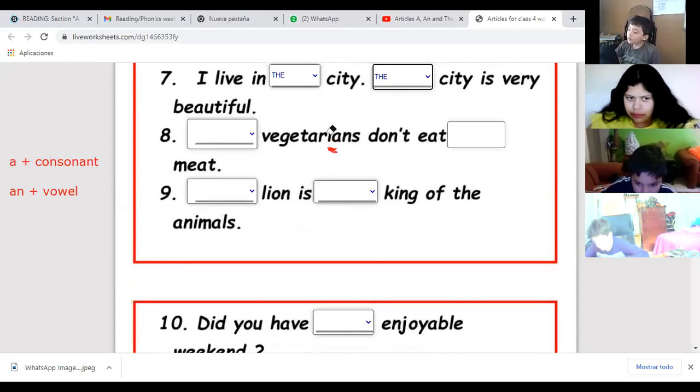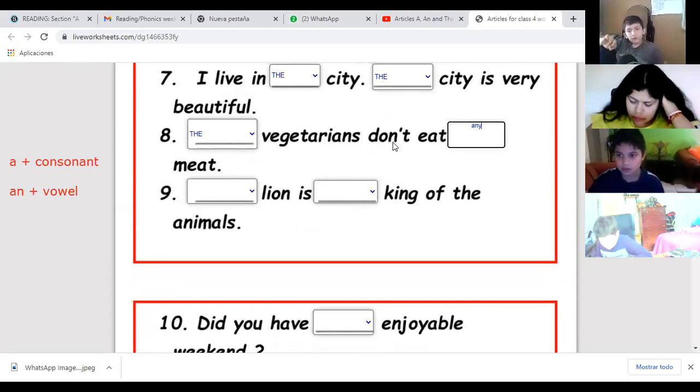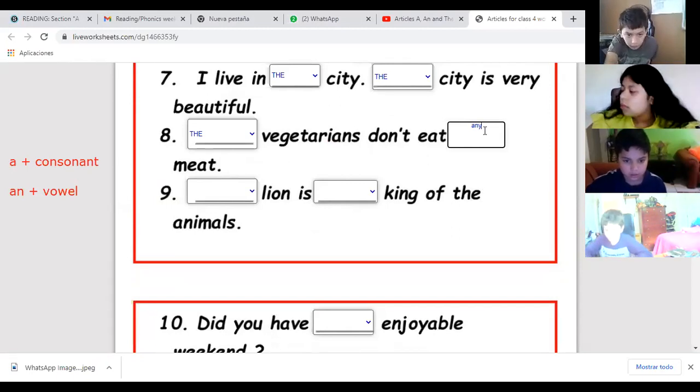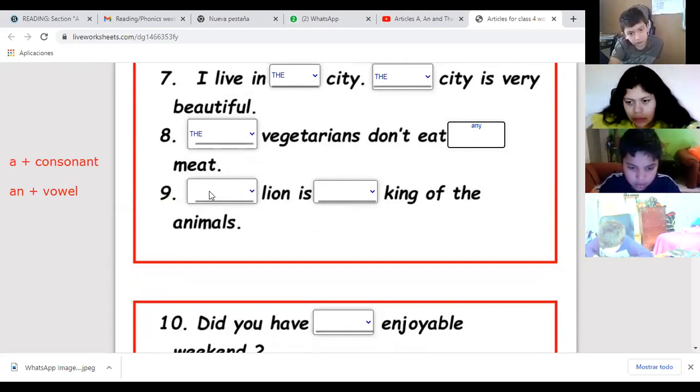The vegetarians don't eat. Yeah, because it's plural. The vegetarians don't eat any meat. Any is a negative. So, pero yo no puedo poner nothing. Don't eat nothing. No, I need to write don't eat any meat. No comen nada de carne.